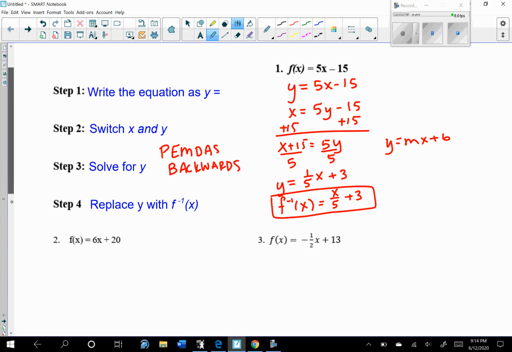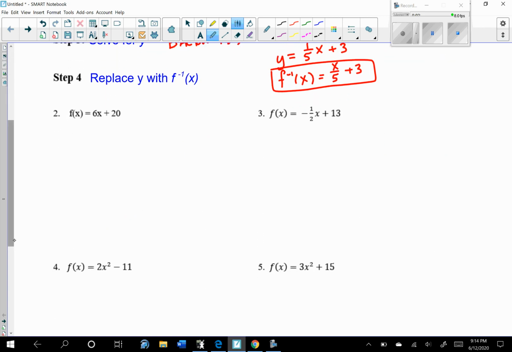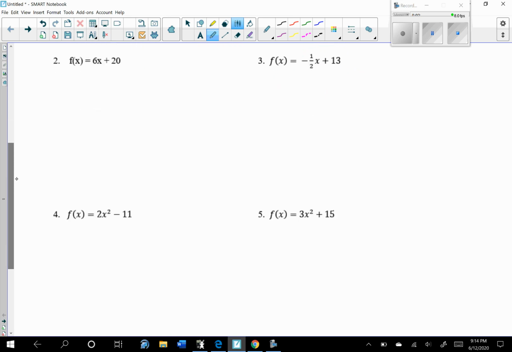So now let's go ahead and practice. Why don't you do the next two on your own. When you're finished, you can unpause the video and check your work. So for the first part, again, write this as y equals. Switch your x and y's. Solve for y. Divide by 6. And then write your equation.